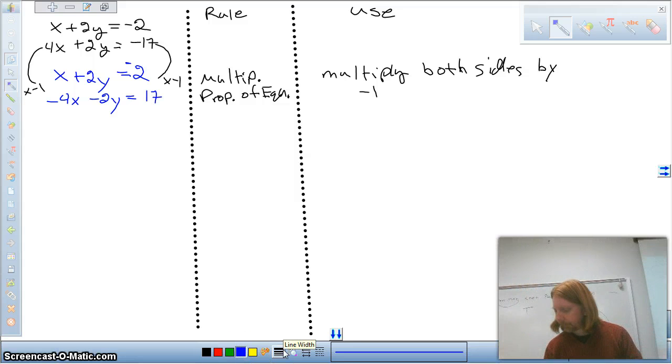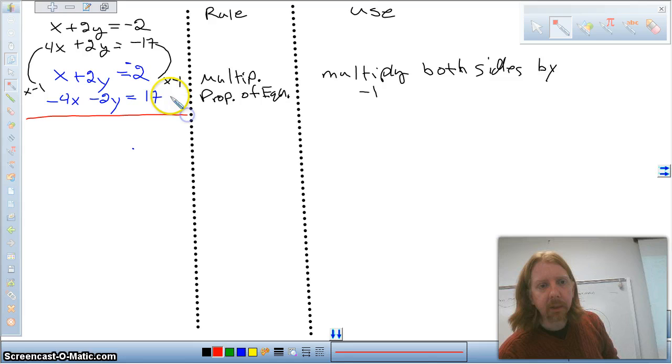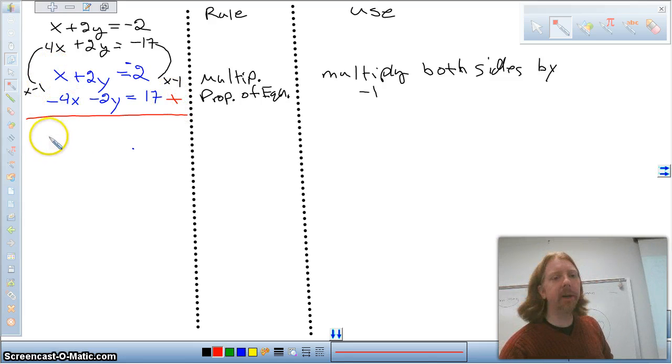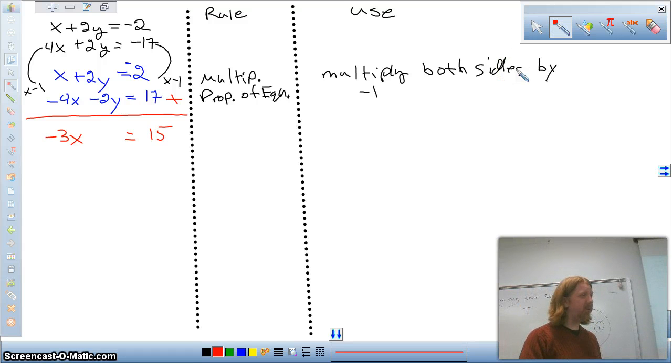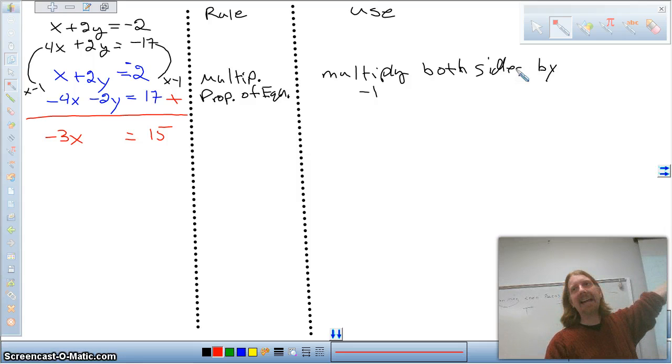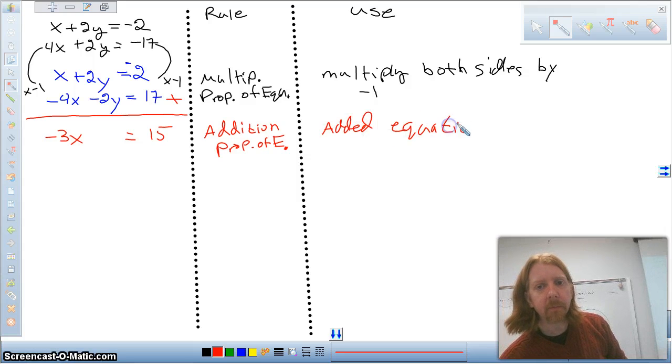Give you a second to get that down. All right. Equality. Now let's go ahead and add these equations together. Let's draw a line, add them up. X minus 4x is -3x. These guys cancel out, equals 15. A little housekeeping there. Now this one you might not know what to call, because it doesn't seem like I'm doing what the property says I can do. I'm actually adding the same thing to both sides of the equation. X minus 2y equals -2. So I can add x plus 2y to one side, I can add -2 to the other, and I haven't changed anything. So in this case, I use the addition property of equality. What did I do with it? I added the equations together.